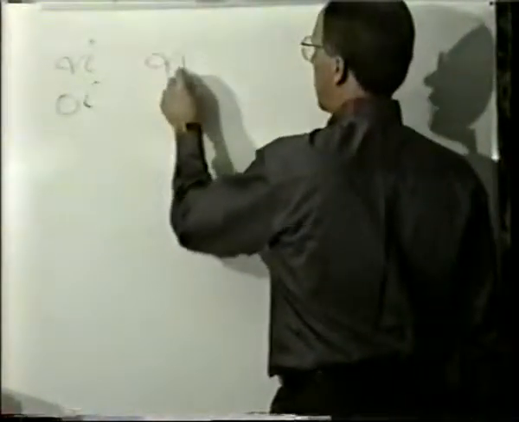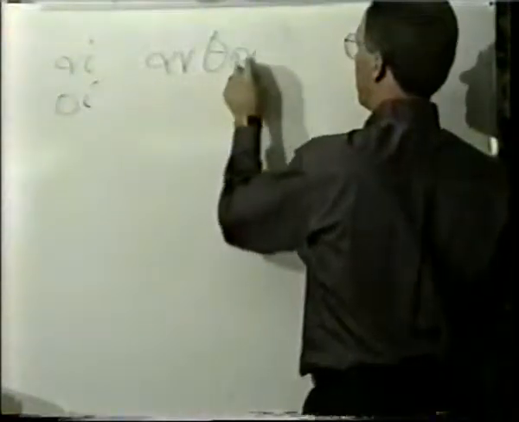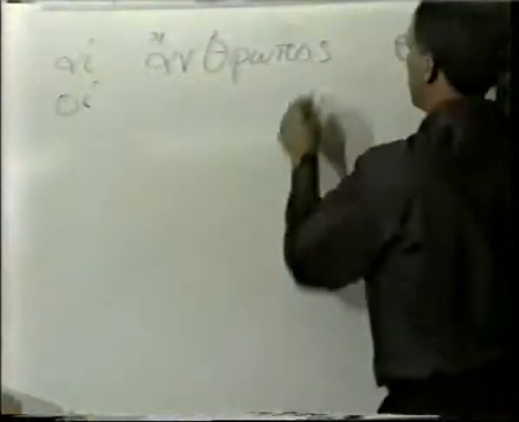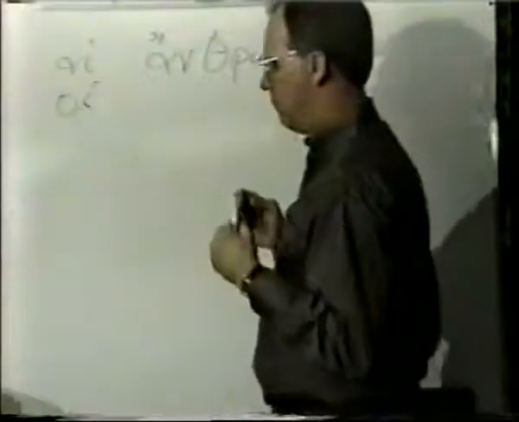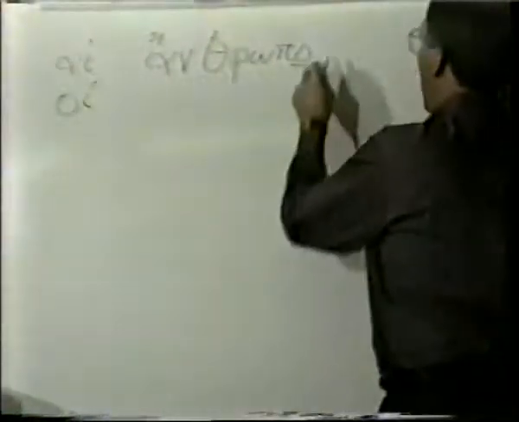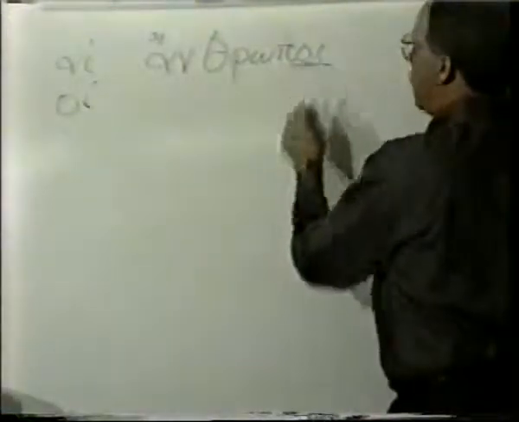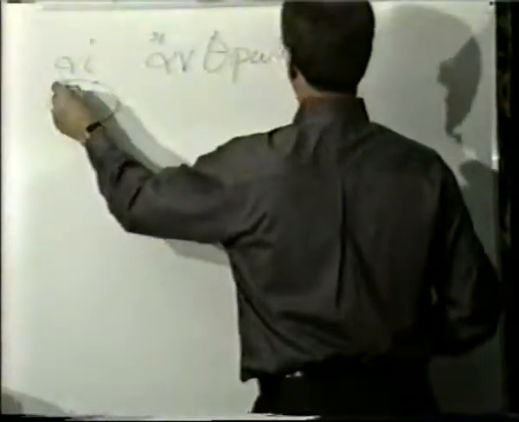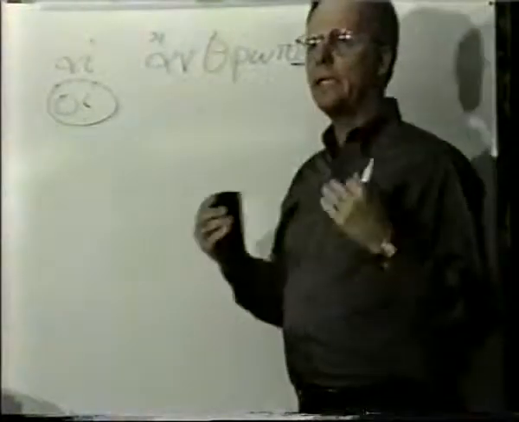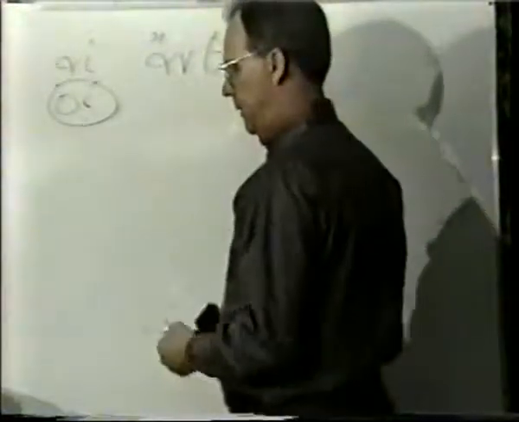Let's use the word anthropos. I should put it anthropoi, plural. Anthropoi, we have this diphthong here found at the end of the word. So it is short in its sound, anthropoi.